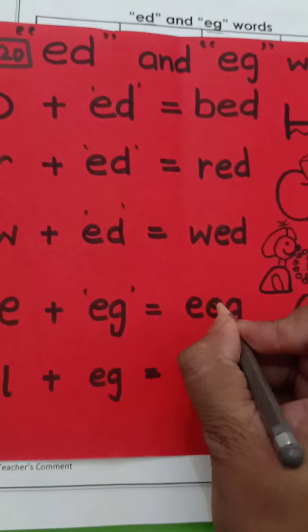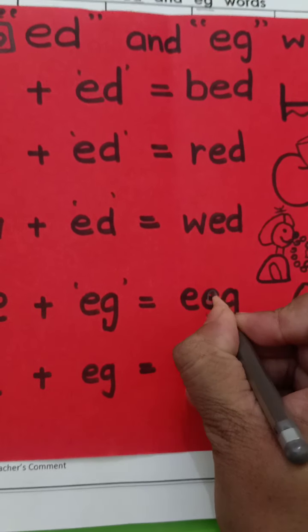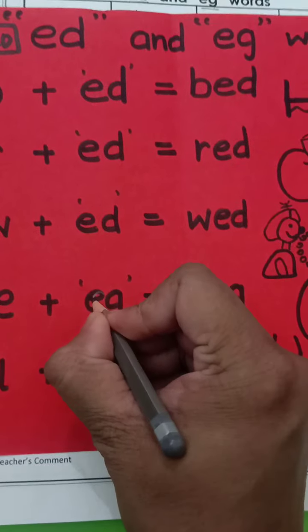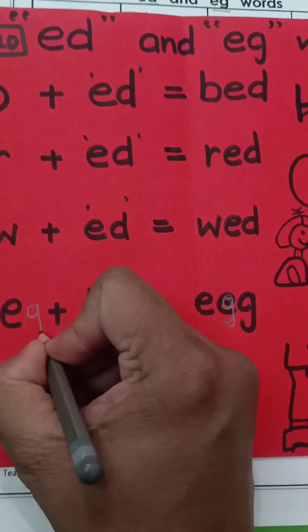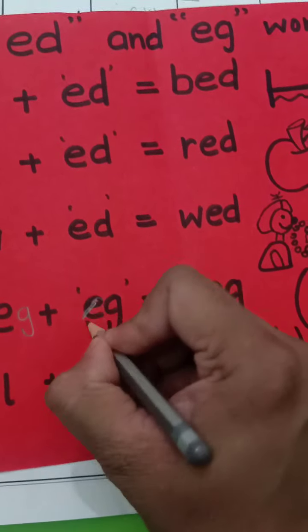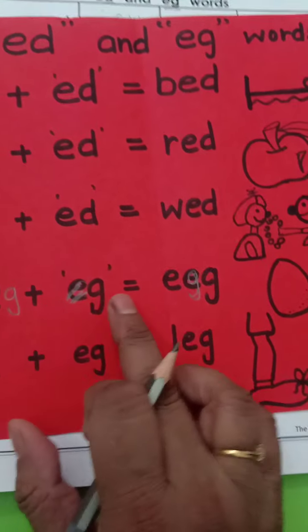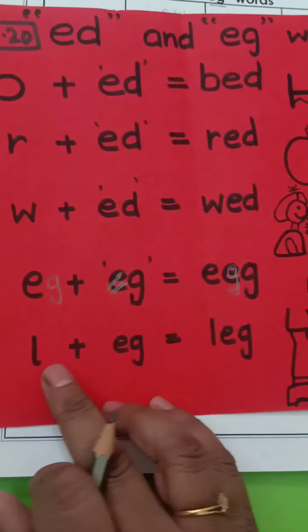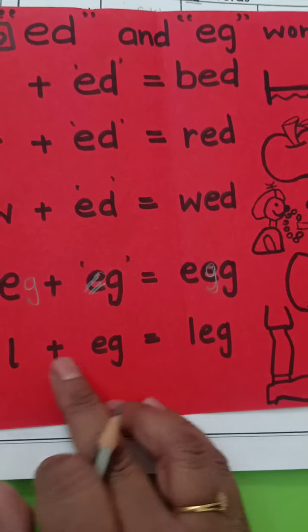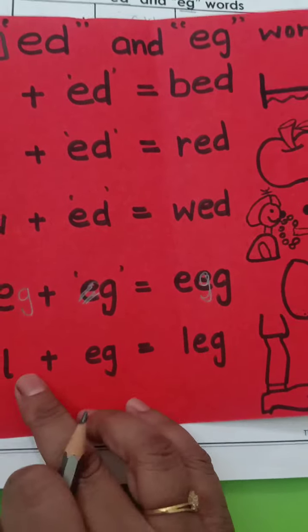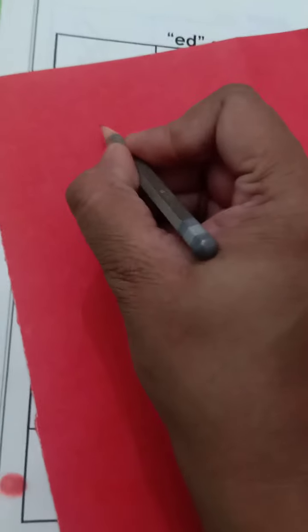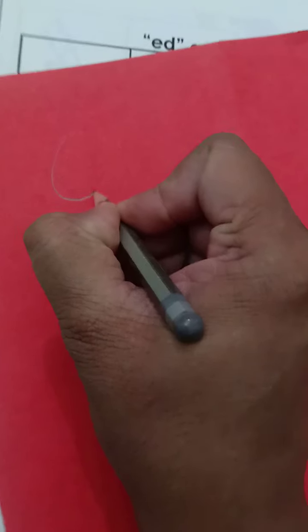Now next, it will be like this. E, g, g. Now here you have to join like this. A small correction is here. E, g, g, egg. Next is leg. L plus egg, leg. Next, we'll again do egg. This is the picture of an egg.